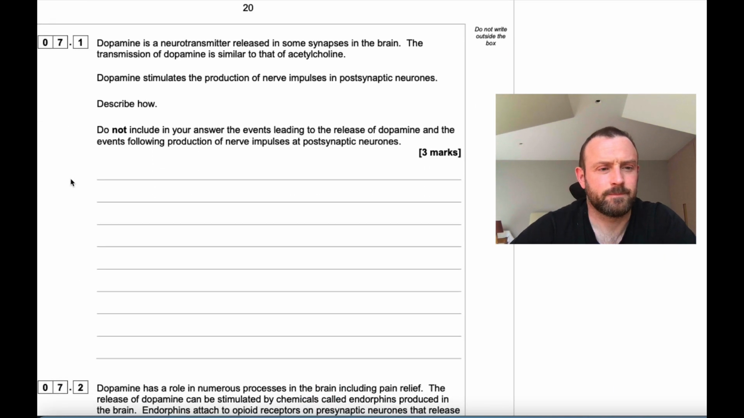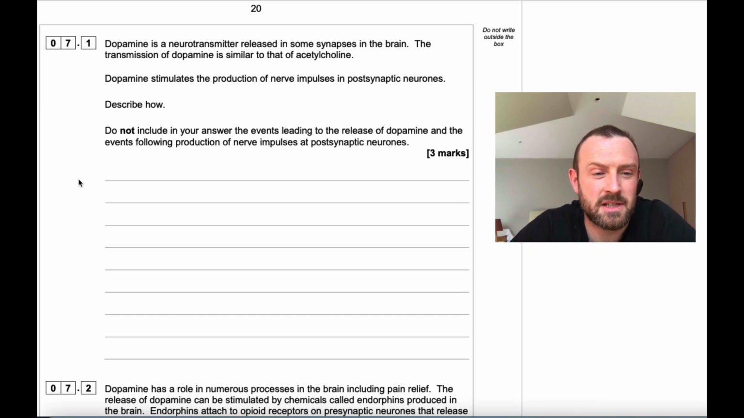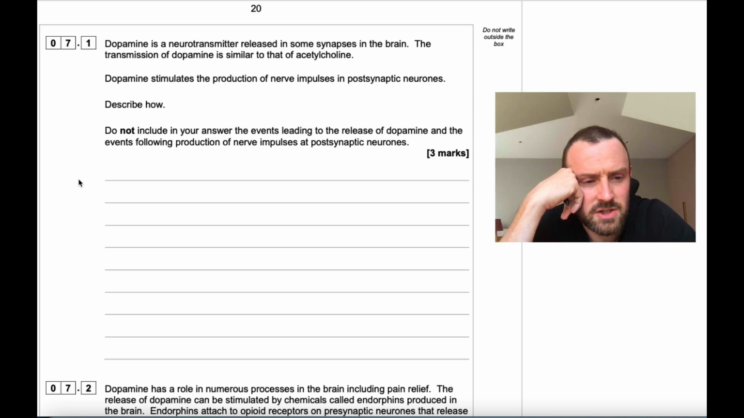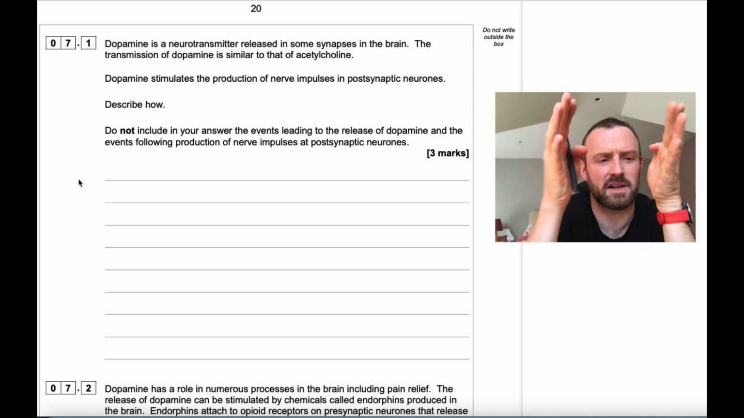Question 7. Dopamine is a neurotransmitter released in some synapses in the brain. The transmission of dopamine is similar to that of acetylcholine. Dopamine stimulates the production of nerve impulses in the postsynaptic neurons. Describe how. Okay, so basically this is just asking you to explain how a nerve initiates an action potential at a synapse. It says, do not include in your answer the events leading to the release of dopamine and the events following production of nerve impulses at the postsynaptic neuron. So you have to limit yourself to the actual synapse.